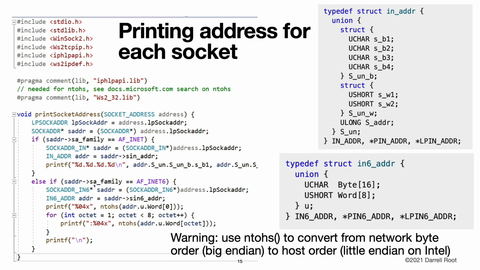If the family is AF_INET6, then it's IPv6, and so then I cast my sockaddr to sockaddr_in6, and then I can access the elements. In that case I just do a loop accessing each of the hextets and printing it in hexadecimal with the colon.